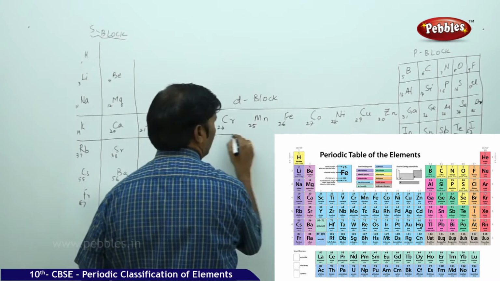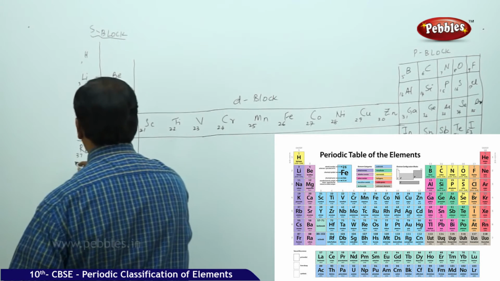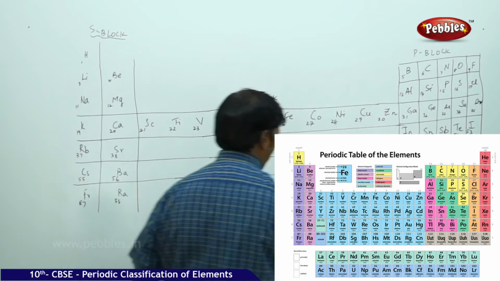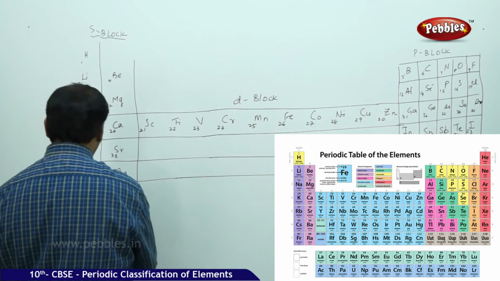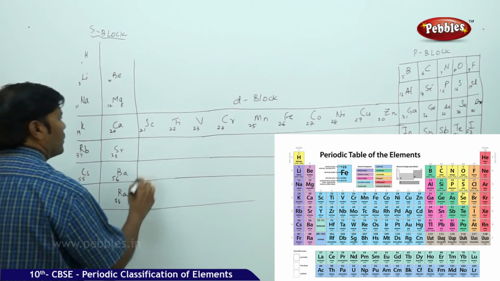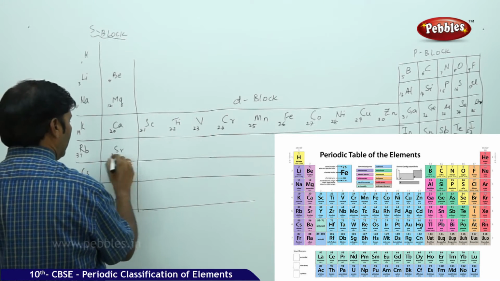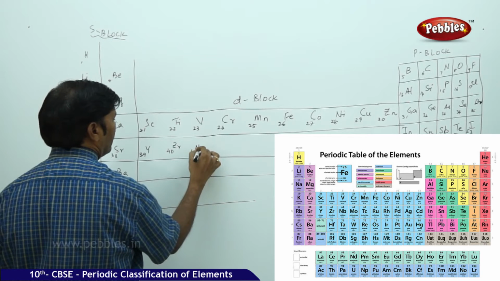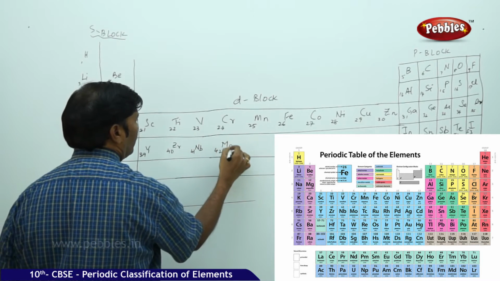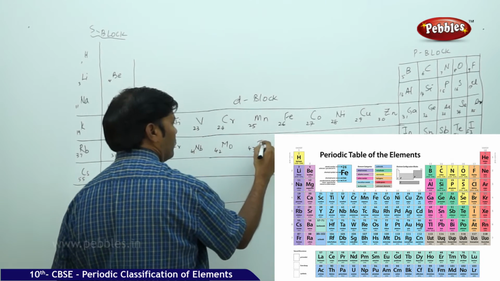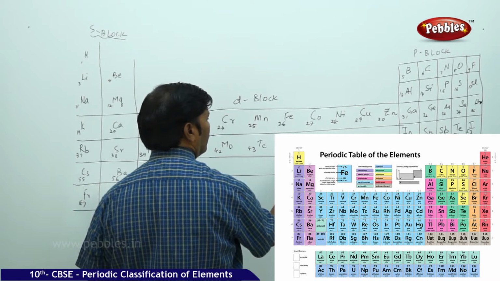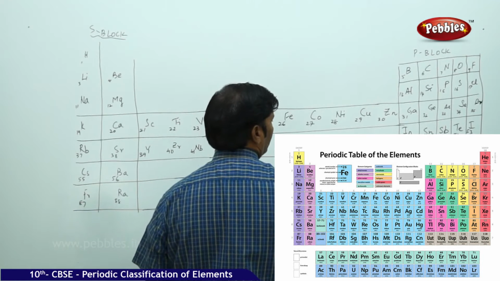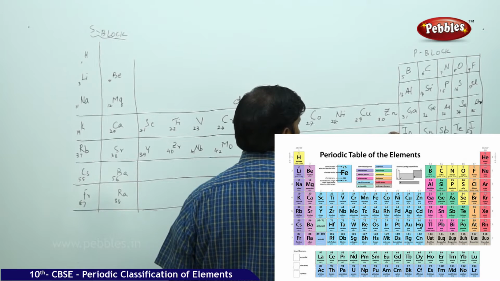Likewise, if I am joining this order in the same pattern, in the same fashion, you are finding that here scandium, 38 is strontium, 39 is yttrium, 40 zirconium, 41 niobium, 42 molybdenum, 43 technetium, 44 ruthenium, 45 rhodium, 46 palladium, 47 silver, 48 cadmium.